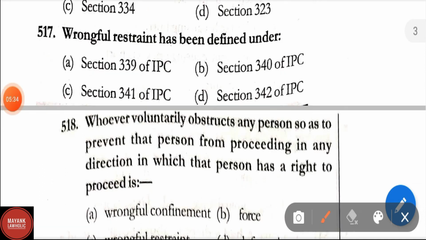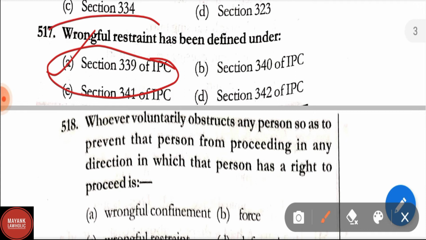Wrongful restraint has been defined under Section 339 of IPC, Section 340 of IPC, Section 341 of IPC, Section 342 of IPC. Correct answer is Section 339 of IPC. Wrongful restraint is defined in Section 339 of IPC.